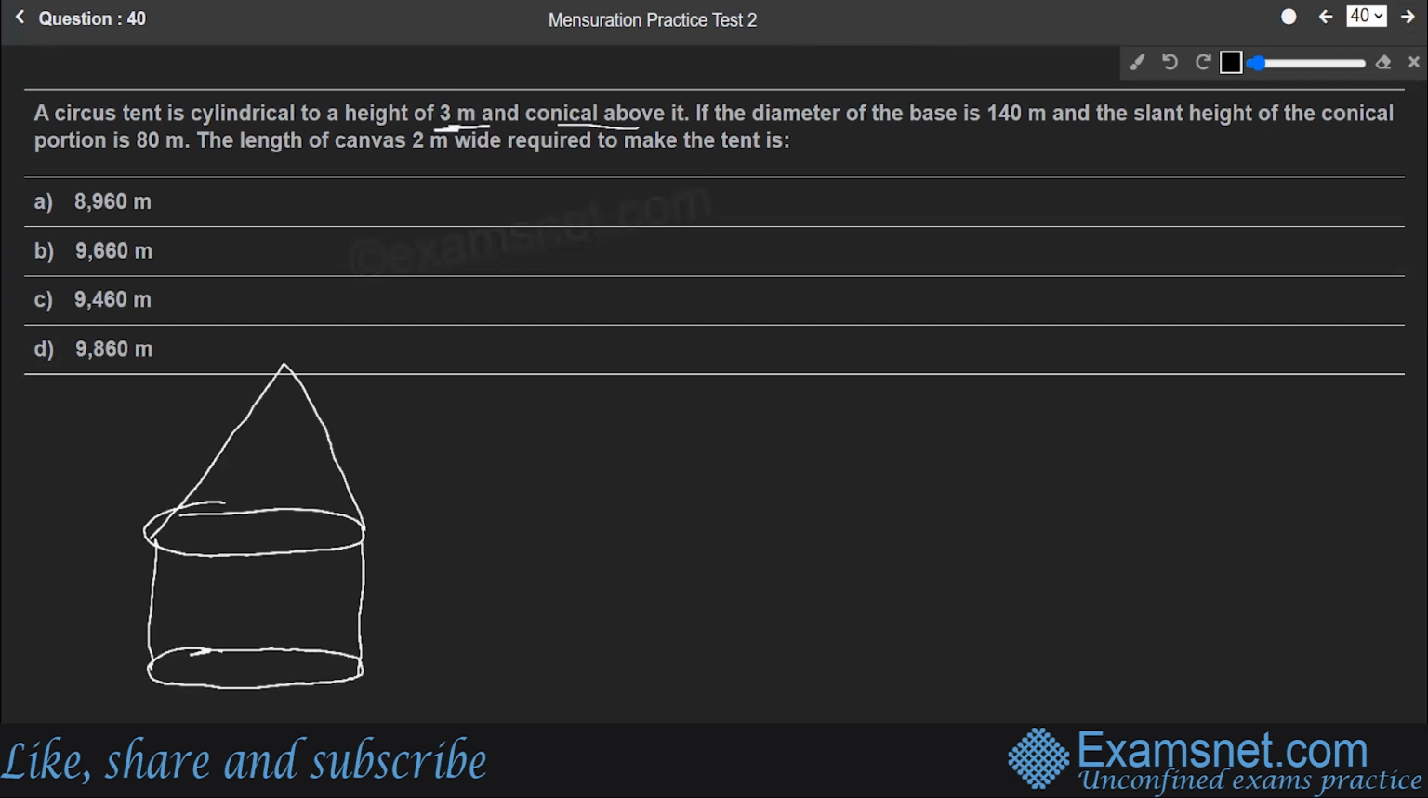Now look at the dimension. The circus tent is cylindrical to a height of 3 meter. That means this very height is 3 meter.